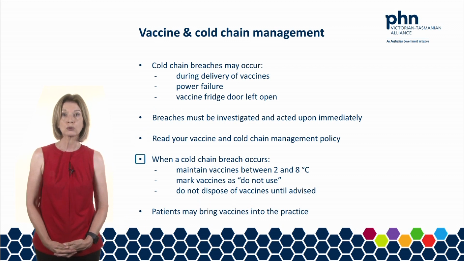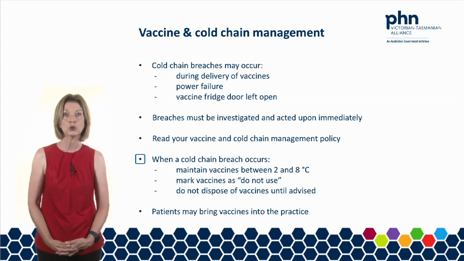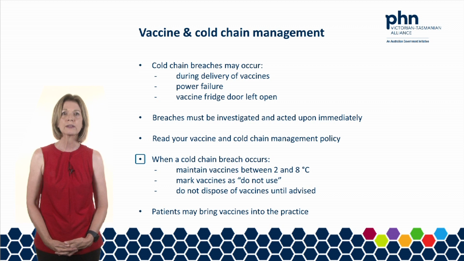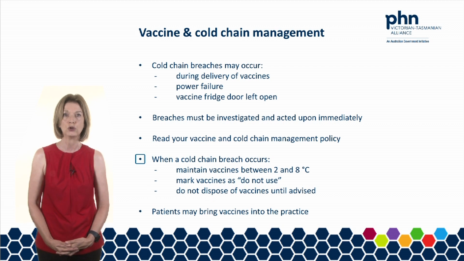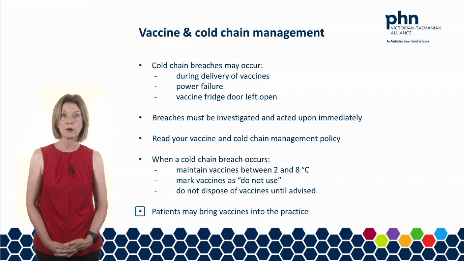Remember that even if a cold chain breach has occurred, you will still need to maintain these vaccines at between 2 and 8 degrees Celsius while the breach is investigated. Mark these vaccines as do not use and never dispose of vaccines unless advised to do so by the Department of Health and Human Services. Patients will also bring vaccines into the practice. These vaccines will need to be stored in the vaccine fridge whilst the patient is waiting to see the nurse or doctor.